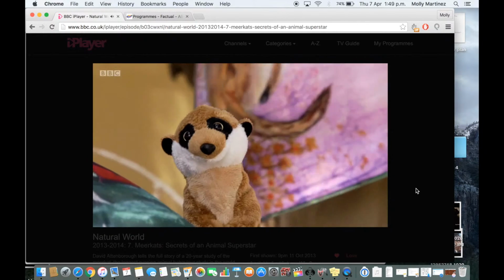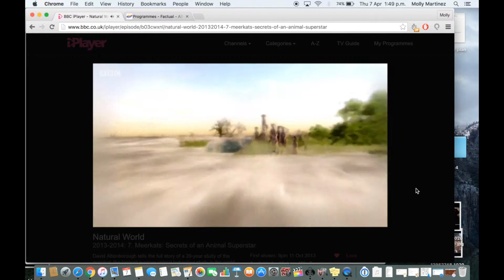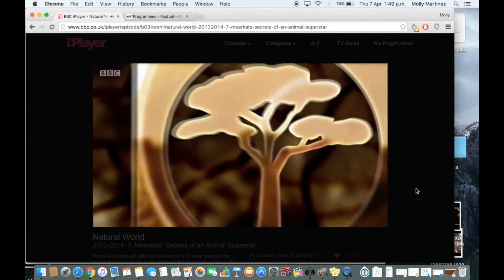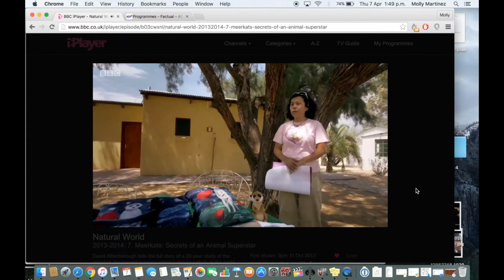Meet Squirt and Weenie, and their proud mum, Clinky. They belong to one of the most famous families on the planet.